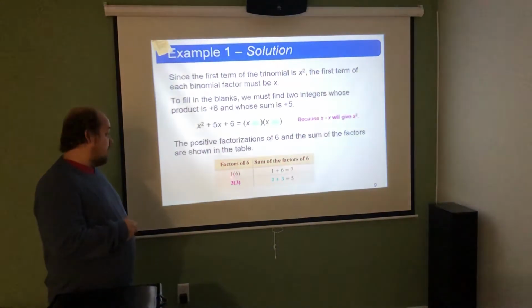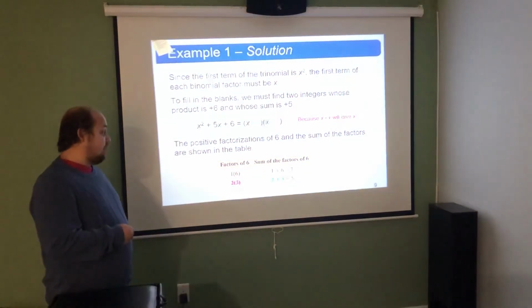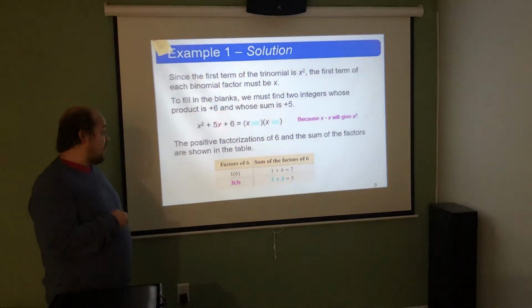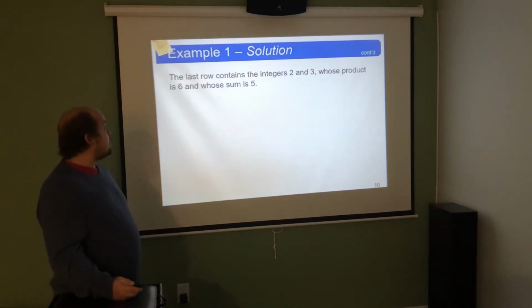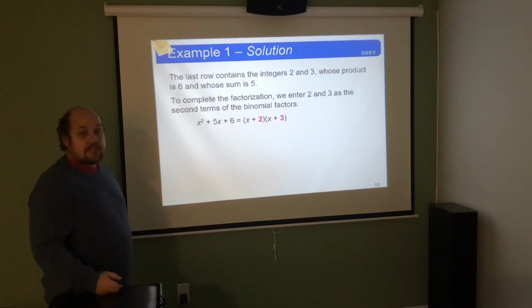So when I sum 1 plus 6, I get 7, but I want it to add to the middle term 5. 7 doesn't equal 5, so these aren't the factors that I'm looking for. When I try it with 2 and 3, 2 plus 3 does equal 5, so 2 and 3 are the factors that I'm looking for. That's why a positive 2 and a positive 3 can go in these second two positions.